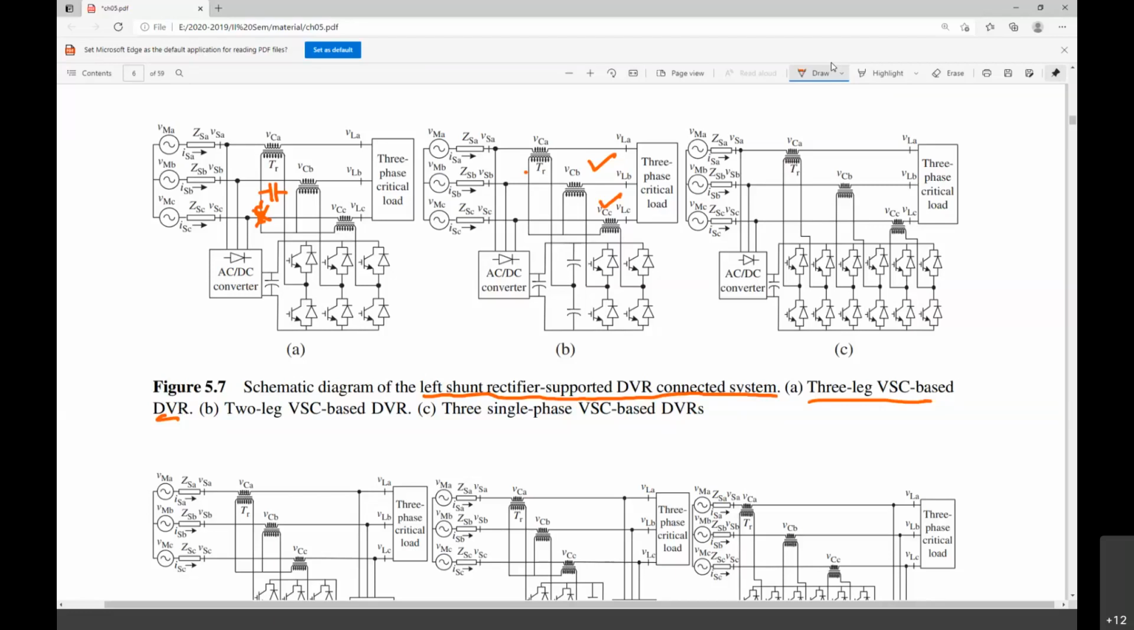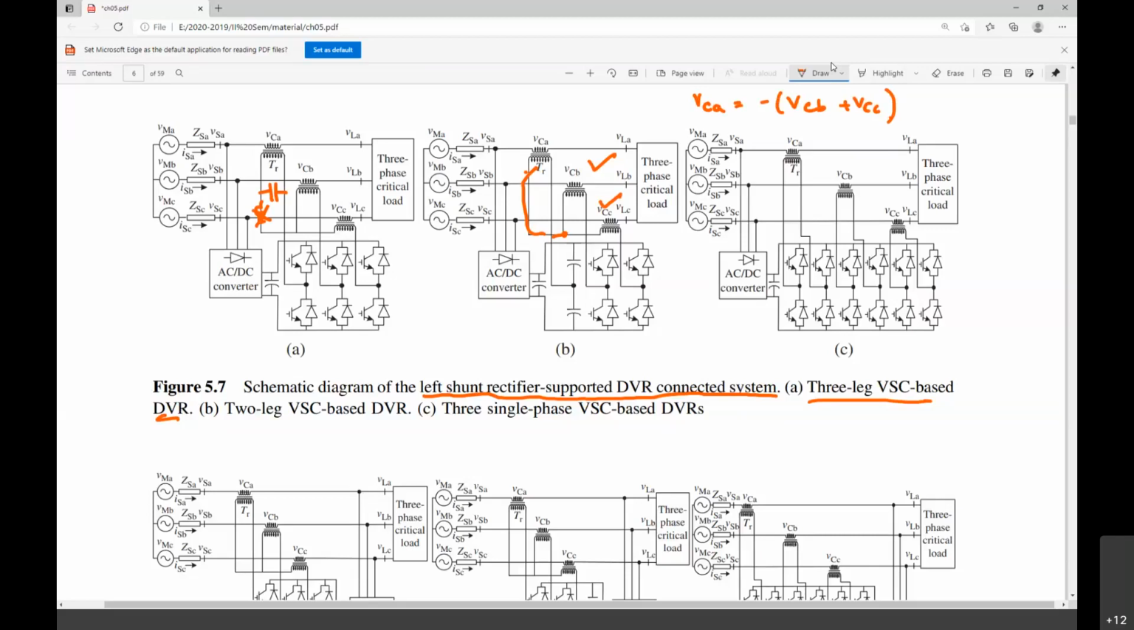What is going to operate, especially at this particular point? This is a common point to all the transformers, right? And this point is going to this way. How is it going to operate? At any point, the VCA voltage is equal to the minus of VCB plus VCC, something.